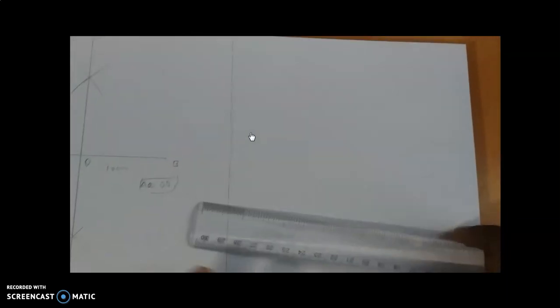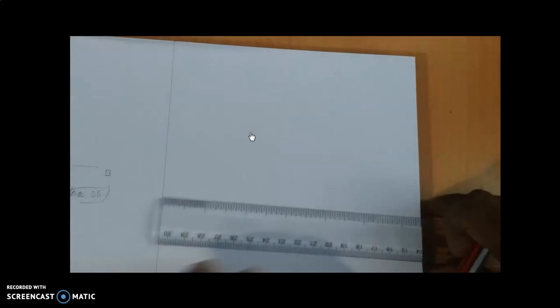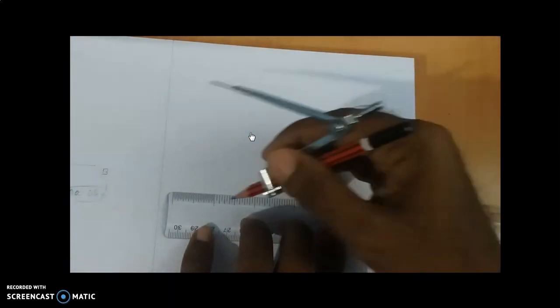Next I am going to draw the angle bisector. How can we divide the angle into two equal parts? You already know how to draw the bisector of a line segment, but now I'm going to teach how we can bisect the given angle. For example, you can draw any angle, an acute angle or whatever it is.